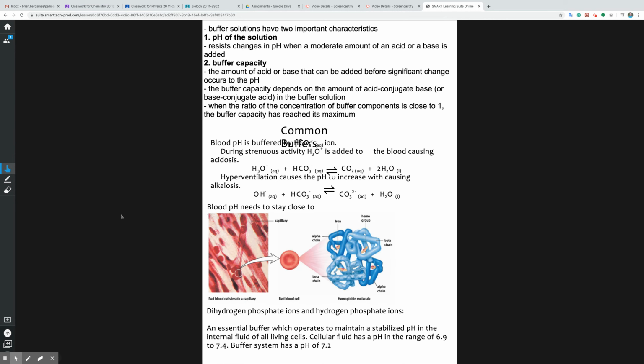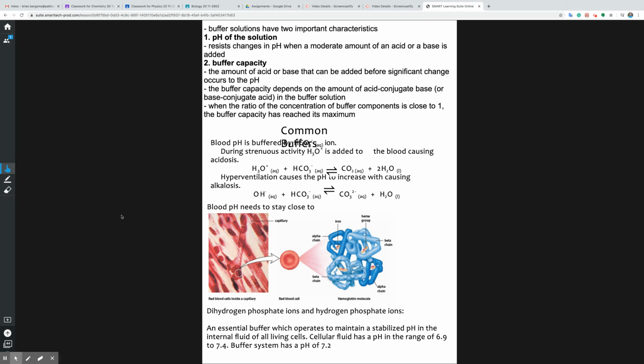Okay, buffer solutions have two important characteristics. First, the pH of the solution resists change when a moderate amount of acid or base is added. Then the buffer capacity is the amount of acid or base that can be added before a significant change occurs. The buffering capacity depends on the amount of acid and conjugate base, or base and conjugate acid, in the buffer solution. When the ratio of concentrations of buffer components is close to 1, the buffer capacity has been reached.